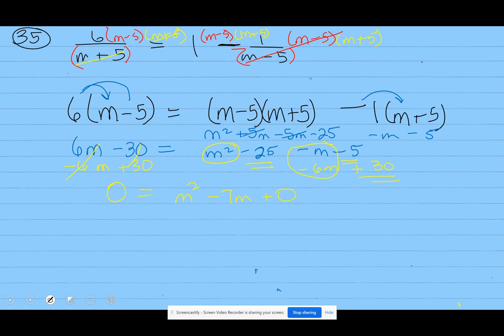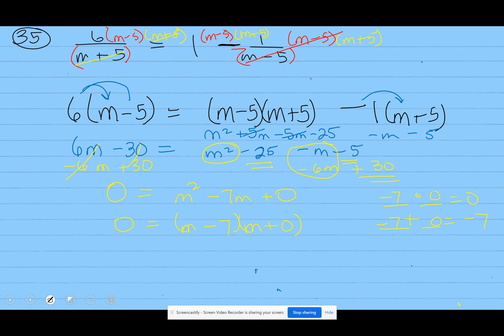Okay, so I set it equal to 0. And now I've got to factor it. I need something that multiplies to give me 0 and that adds to give me negative 7. Well, that would be negative 7 and 0, wouldn't it? Yeah, so m minus 7 and m plus 0.